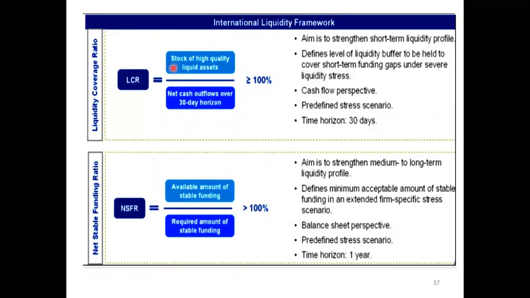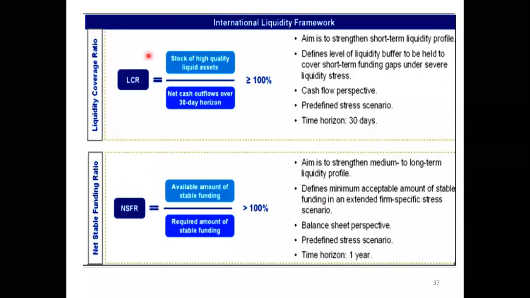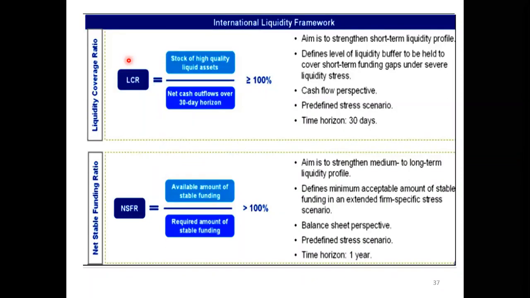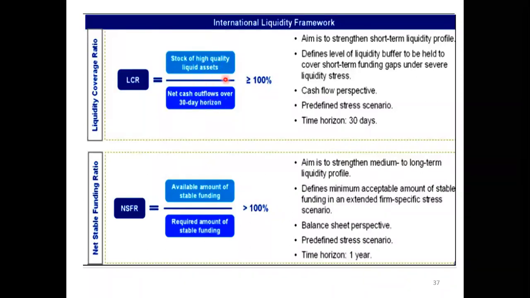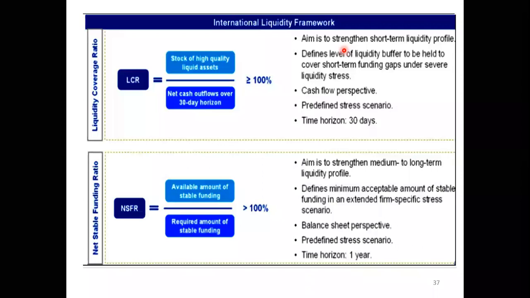So now we sum up those two equations. To assess the liquidity risk of financial service institutions, they keep two different types of ratios. The first one is the liquidity coverage ratio. It's simply the stock of high quality liquid assets divided by net cash outflows over a 30-day horizon, right? The next 1 month. They're measuring 1 month. So it aims to strengthen the short-term liquidity profile.